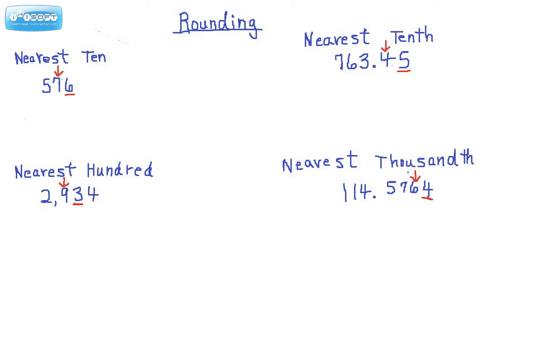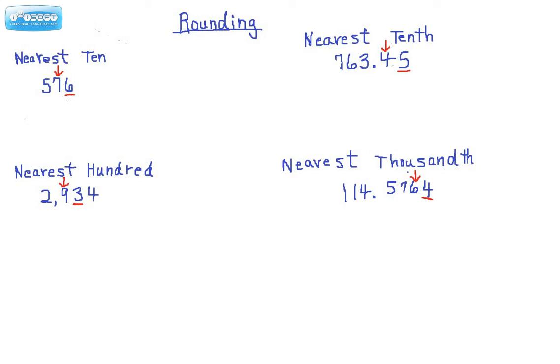Well, when we look here, our 7 is in the tens place. So look at the number to the right of that. If the number to the right is 5 or higher, we round up. If the number to the right is 4 or lower, we round down.